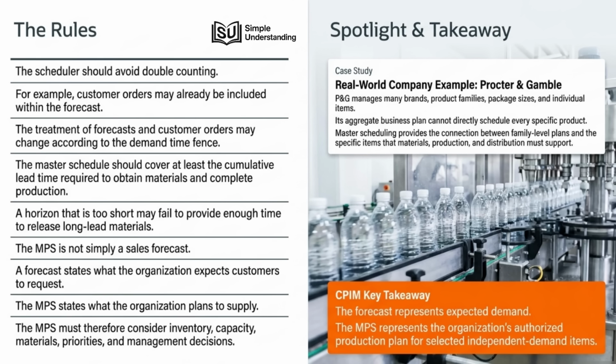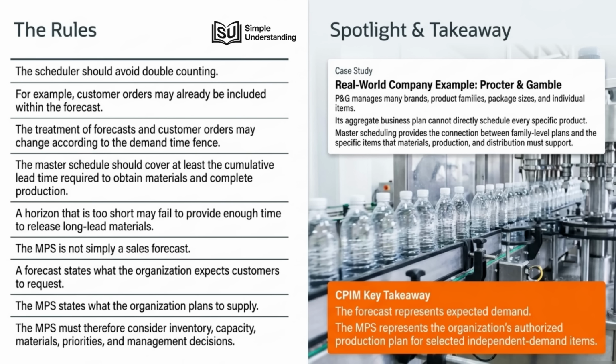The master schedule should cover at least the cumulative lead time required to obtain materials and complete production. A horizon that is too short may fail to provide enough time to release long lead materials. The MPS is not simply a sales forecast. A forecast states what the organization expects customers to request. The MPS states what the organization plans to supply. The MPS must therefore consider inventory, capacity, materials, priorities, and management decisions.